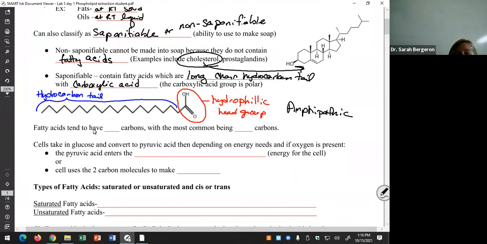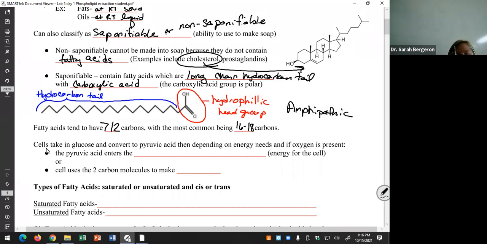Okay, so fatty acids tend to have greater than 12 carbons. That gives them that really long hydrocarbon tail. The most common are between 16 and 18 carbons, so they're really pretty long. That's a greater than sign, greater than 12 carbons. I saw the squinting.